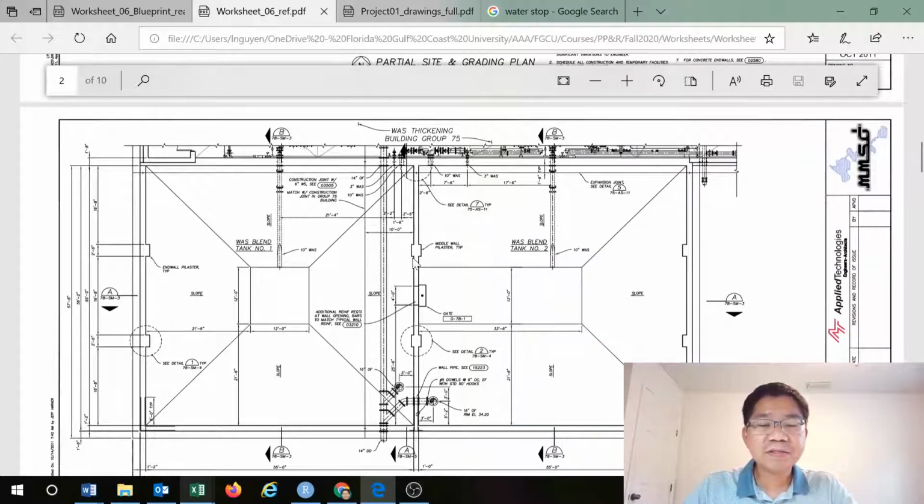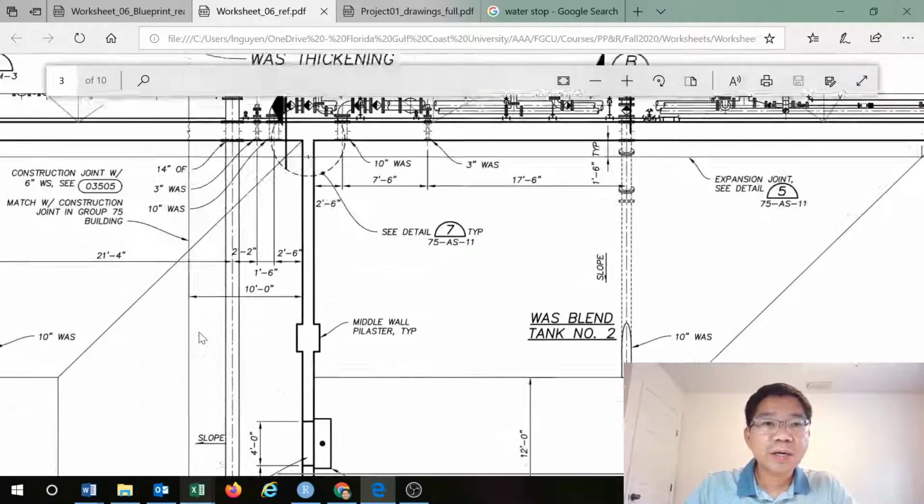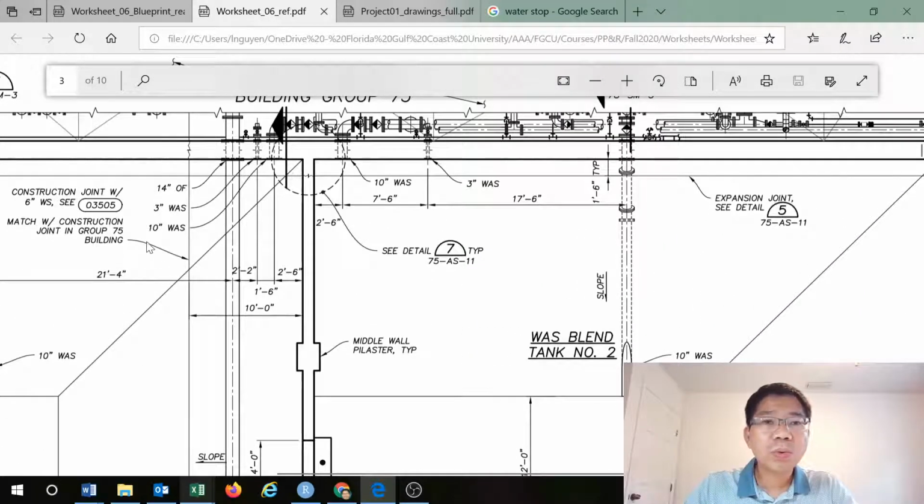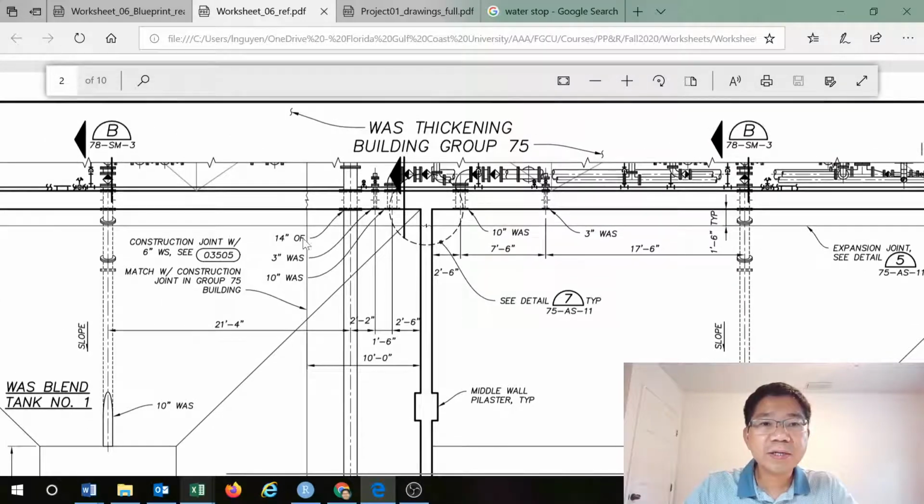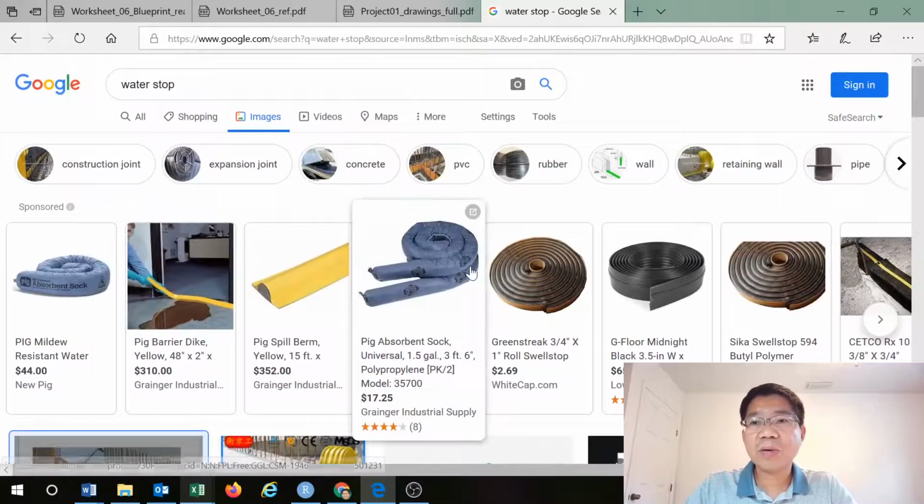For the slab first, it's for the slab, then it will be here. Just show you the construction joint. This is the construction joint there. So if they also need water stop, it's something like this. It's something like we have it in that one.